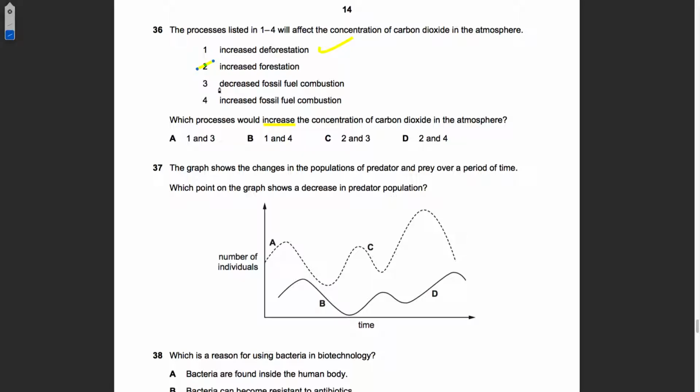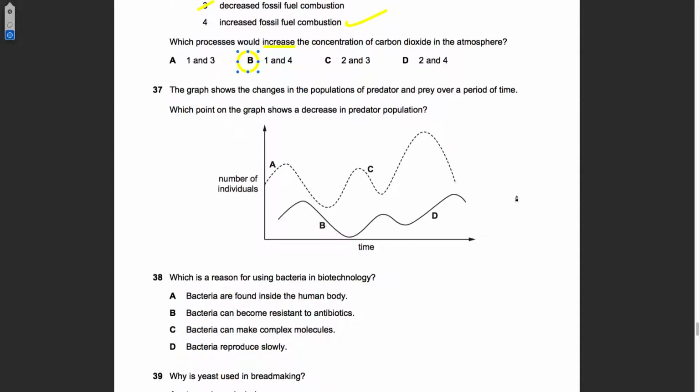No. Decreased fossil fuel combustion. Well, if we're burning less fossil fuels, there's less CO2 produced. So no, that's not going to increase the concentration of CO2. If we, however, burn more fossil fuels, yeah, that's going to increase CO2. So 1 and 4 gives us the answer of B.